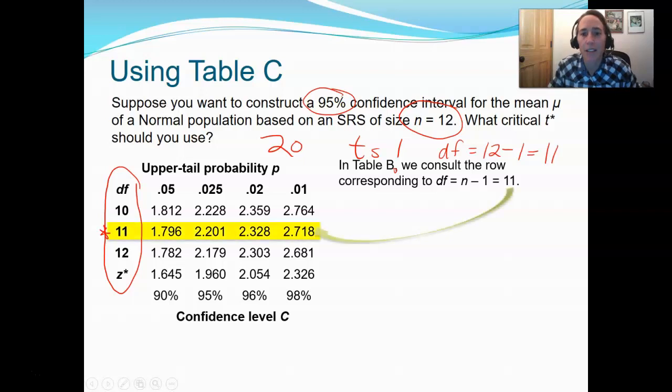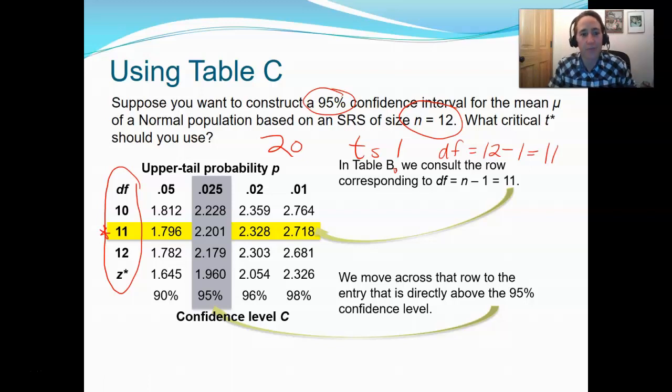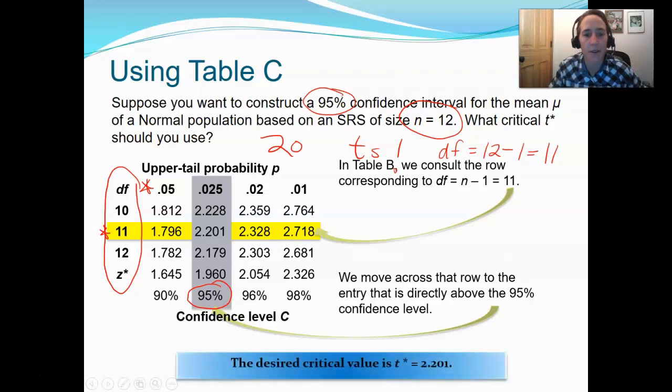In table C, we consult the row. Just like we said, we move across that row to the entry that is directly above the 95% confidence level. So this appears, I believe, on the top of our table C, and you'll see that on the top. And the probability, the tail, is actually on the bottom, and we'll get to that shortly. So the desired value is 2.201.